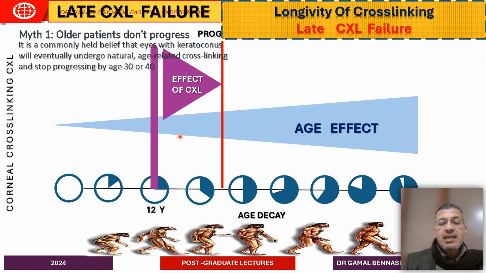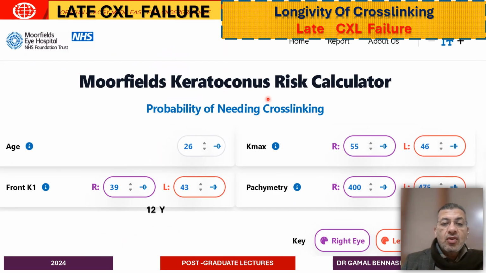So many studies done on young children found that the effect lasts at maximum 5 to 6 years. So if you treat a young child, you might need another 2 or 3 cross-linking procedures during his life to guarantee the stability of his cornea. So this is the longevity of cross-linking.